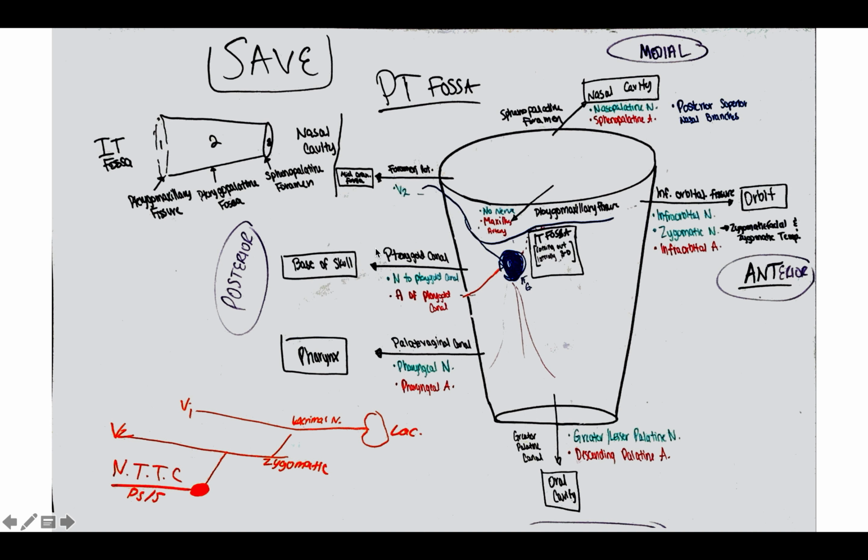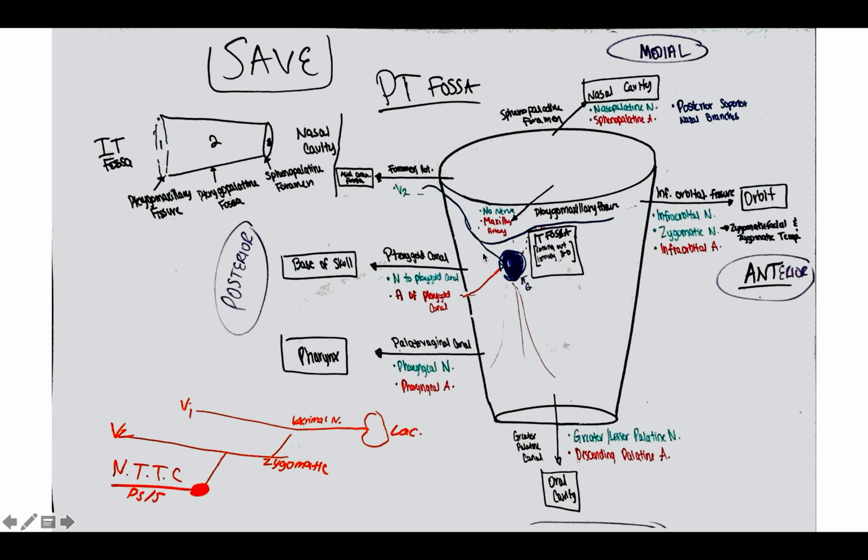Through the middle opening posteriorly, we go through the pterygoid canal to get to the base of the skull, and we've got the nerve to the pterygoid canal and artery of the pterygoid canal. And then the lower posterior opening is going to be the palatovaginal canal, where the pharyngeal nerve and artery travel through, and that's going to take us to our pharynx.